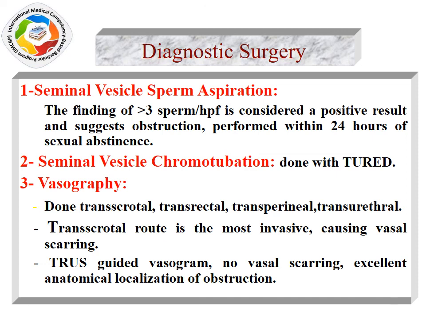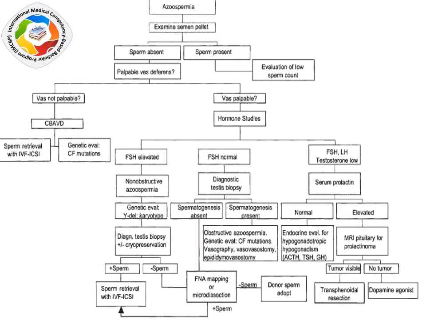Also, one of the diagnostic surgeries is seminal vesicle cannulation. Also, vasography can be done by different techniques, such as transscrotal, transrectal, transperitoneal, and transurethral. Finally, this is the algorithm of cases of azoospermia, and we have discussed most of them.